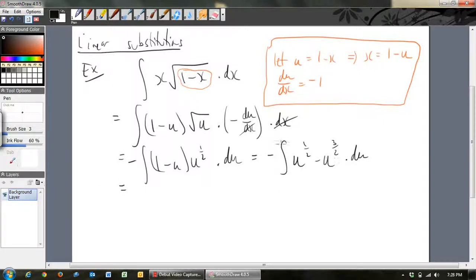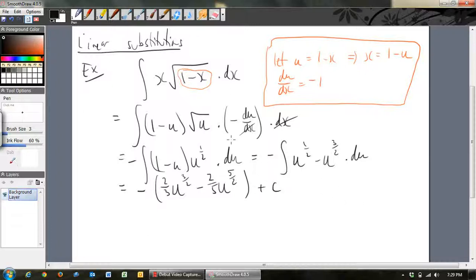We can now comfortably integrate that. We've got it to a place where we can integrate that. So that's negative, I'll just put it in brackets because we've got that negative. Could have left that negative in, it might have made it a bit simpler. So we've got u, increase that by 1, 3 over 2, divide by 3 over 2, you get 2/3. And then minus u, that 3 over 2 will go to 5 over 2, and then divide by 5 over 2, 2/5.